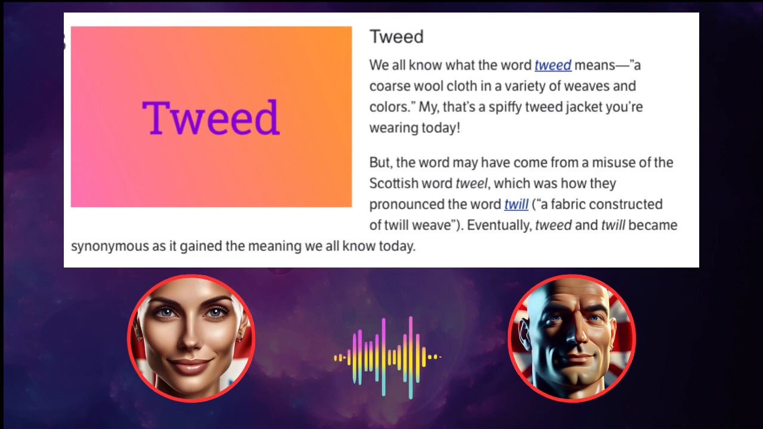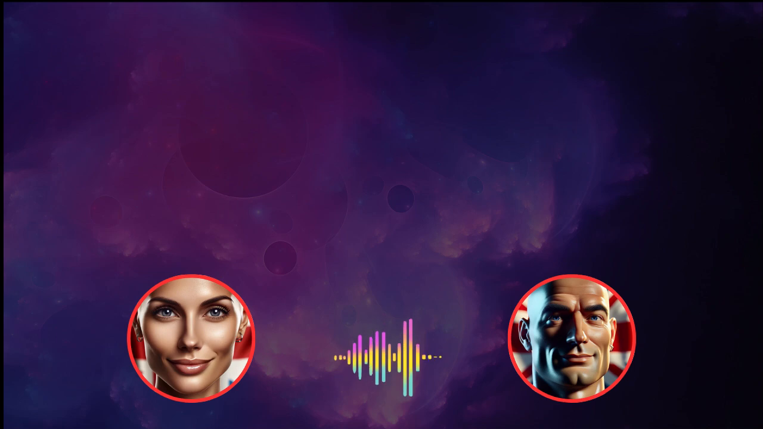Now, a common word, it's believed to be a mispronunciation of twill, which itself originated as a Scottish pronunciation of, you guessed it, twill. So we've got a whole chain of linguistic transformations from twill to tweel to tweed. It's fascinating how these errors can become standardized through common usage. Exactly. And it gets even better.